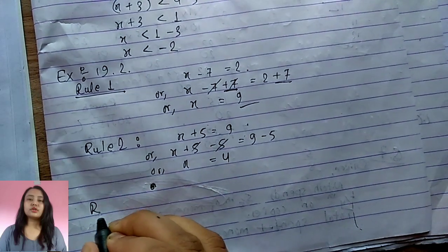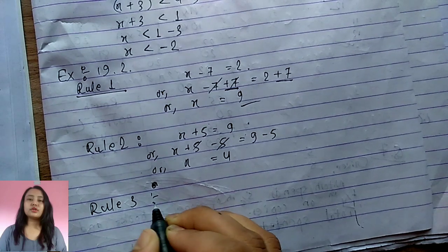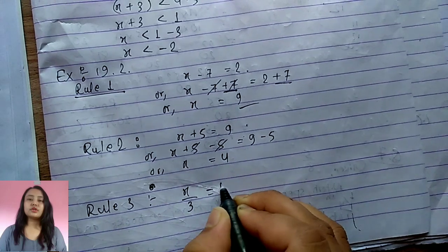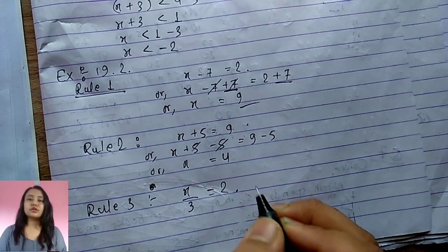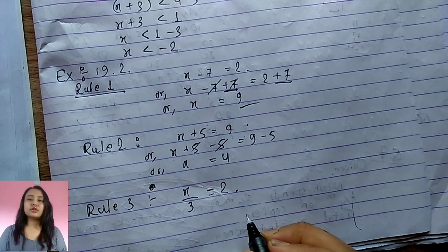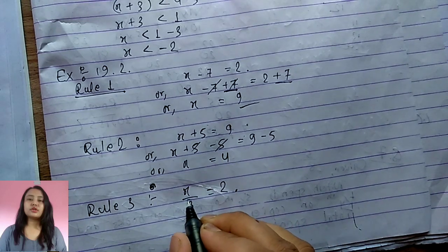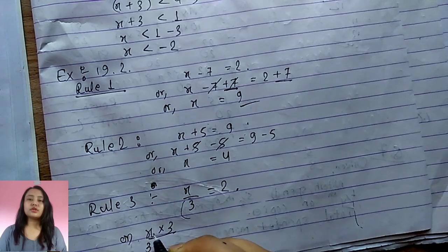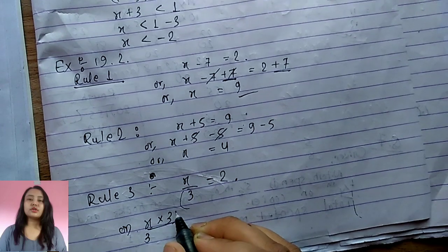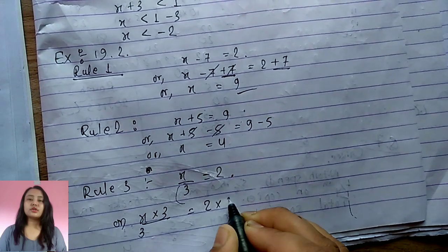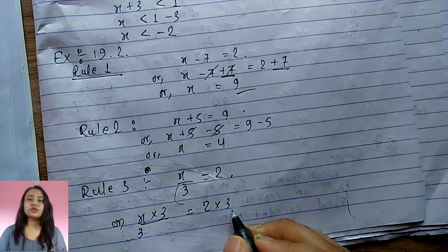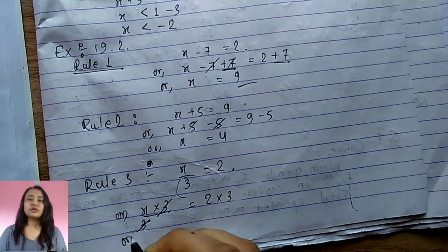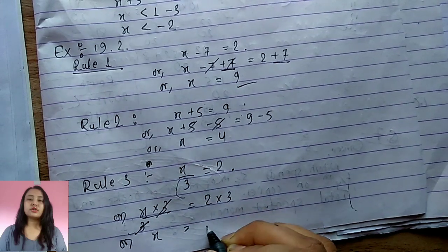So rule 3. Rule 3 is about multiplication. Suppose a question is given like x by 3 equals 2. x by 3 is equal to 2 means now you have to multiply by 3. So x into 3 upon 3. The same thing is here, we have multiplied by 3, okay, and equals 2 into 3. On both sides, we will be multiplying with 3. And here the 3 and 3 will cancel, so x will be remaining, and 2 threes are 6.